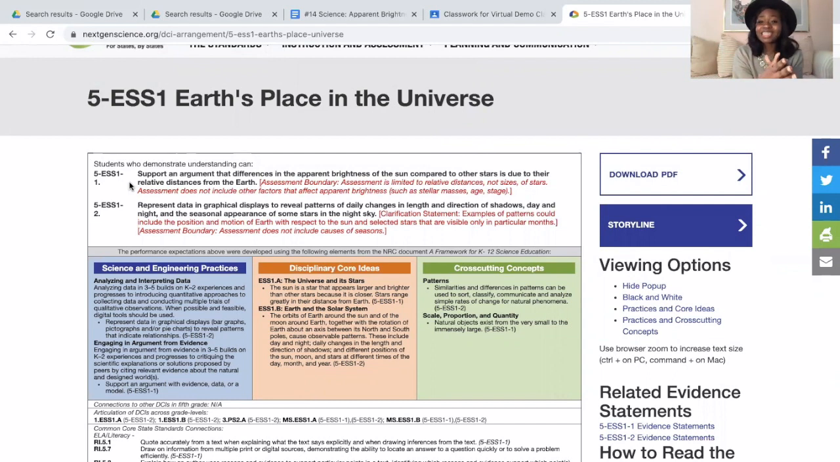With Next Generation Science Standards, everything is three-dimensional, which means that there are three main components that revolve around each PE: an SEP, a DCI, and a CCC. So an SEP stands for Science and Engineering Practices, DCI stands for Disciplinary Core Ideas, and CCC stands for Cross-Cutting Concepts. So for this particular performance expectation, the SEP that students will be exposed to as they are unpacking and understanding the concept within the performance expectation is analyzing and interpreting data, and engaging in argument from evidence.